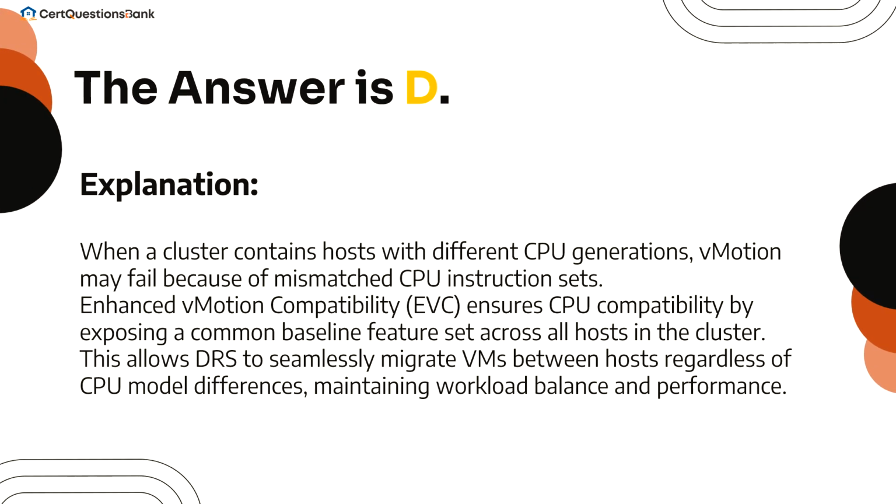The answer is D. When a cluster contains hosts with different CPU generations, vMotion may fail because of mismatched CPU instruction sets. Enhanced vMotion Compatibility (EVC) ensures CPU compatibility by exposing a common baseline feature set across all hosts in the cluster. This allows DRS to seamlessly migrate VMs between hosts regardless of CPU model differences, maintaining workload balance and performance.